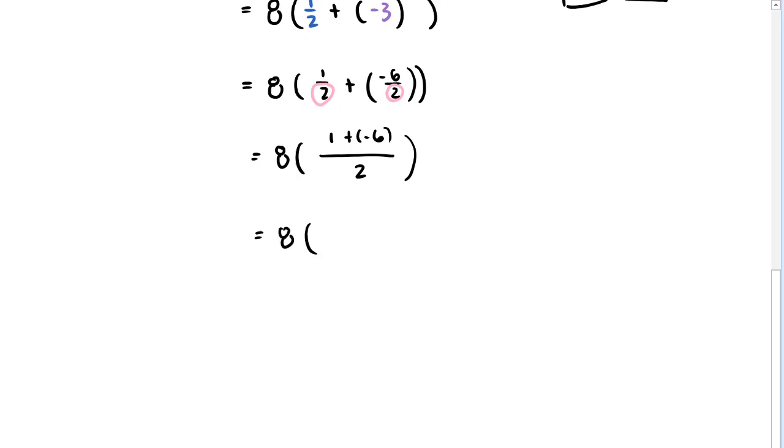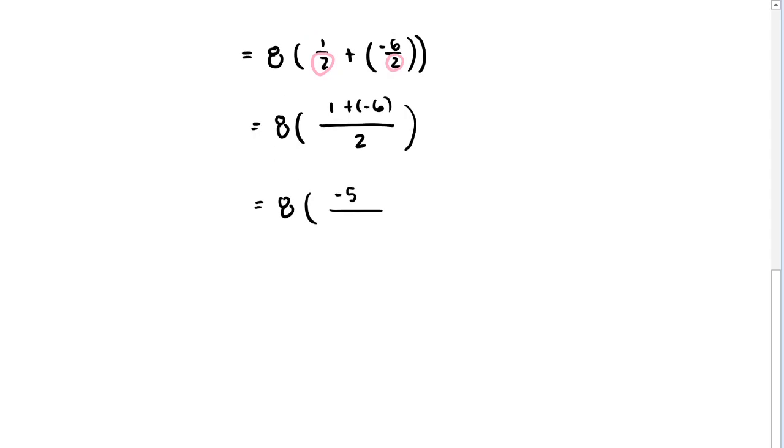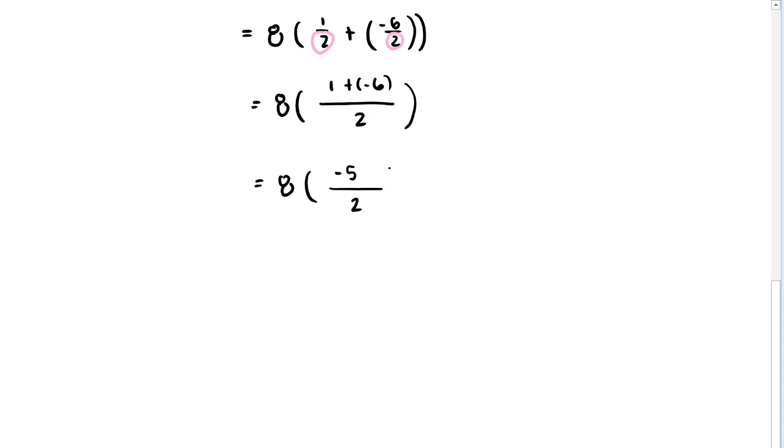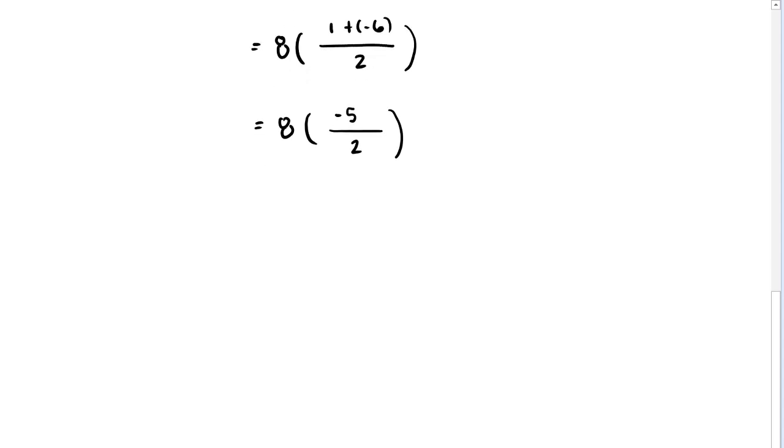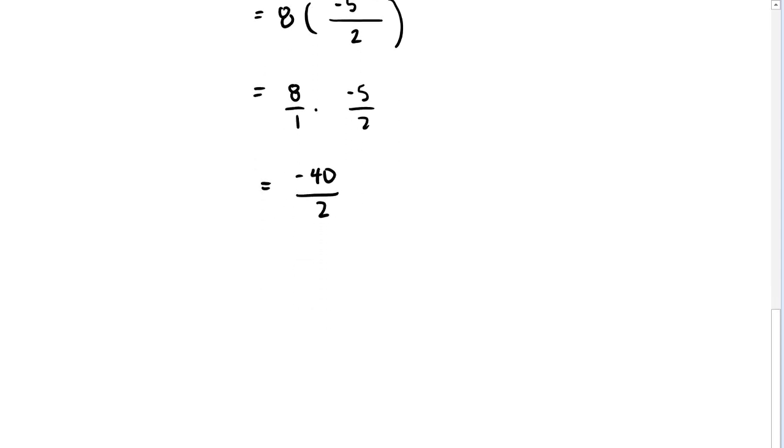So this is 8 times 1 plus negative 6, which is negative 5. If I have $1, I owe 6. That comes together as me owing $5. And then this doesn't reduce, but I can multiply with 8 now. As we saw above, when we multiply fractions, we can write that 8 as 8 over 1, multiplied with negative 5 over 2. So this comes out to be negative 40 over 2, since 8 times negative 5 is negative 40. And then negative 40 over 2 is negative 20. And so that's the result.